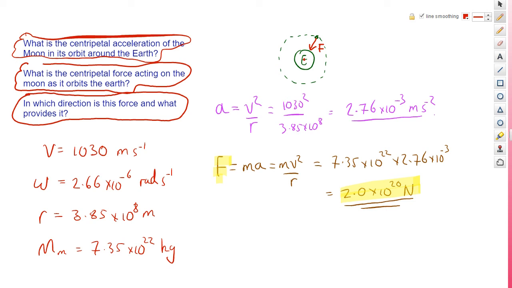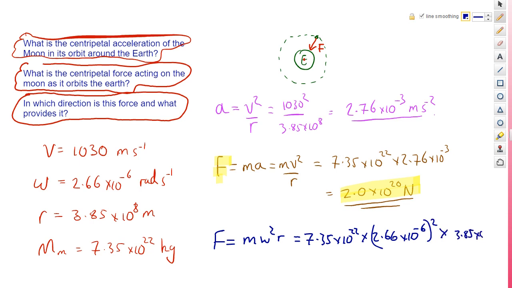We could, of course, have done it by m omega squared r, exactly the same, so 7.35 times 10 to the 22, and if you punch that into the calculator, you can confirm that m omega squared r will give us the same answer, times 10 to the 8.